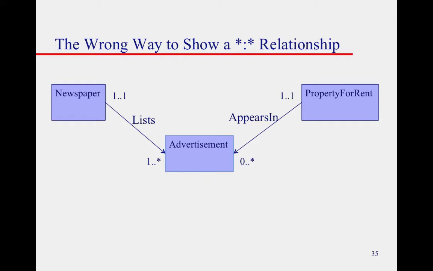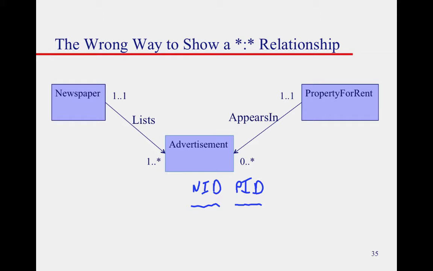And you may wonder, why is that? Well, think about it. An advertisement is going to presumably have a newspaper ID where it appears in, and a property ID that it is advertising. So it has exactly one newspaper ID and one property. So there's one tuple for each of those, hence one-to-one. Same thing for property for rent. A property for rent can appear in multiple advertisements because it can appear in multiple newspapers. So you might have property for rent has a binary relationship with advertisement.